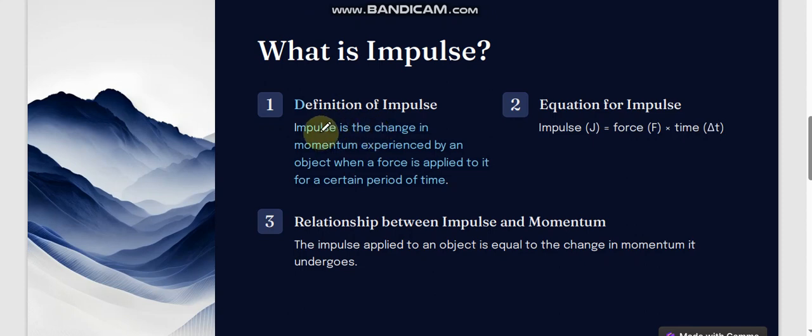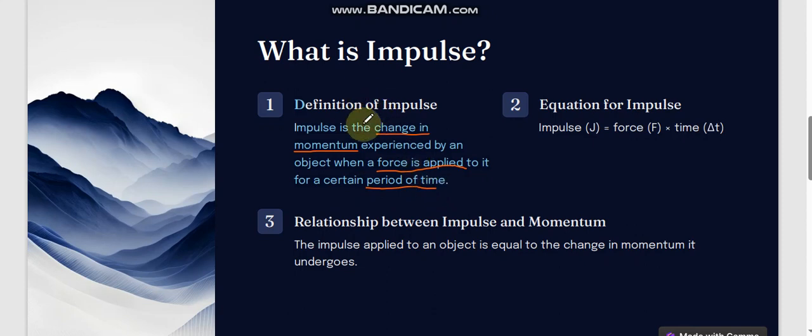The keynotes are: impulse is the change in momentum. So the words change in momentum, you are supposed to always point out whenever you're writing the definition of impulse, because that is the keynote. It is experienced by an object when a force is applied to it for a certain period of time. Those are the key words for the definition of an impulse.